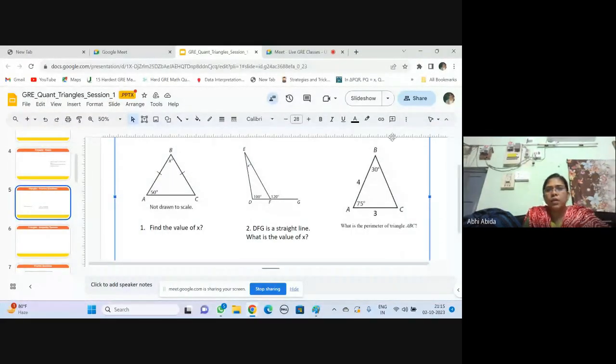Okay, 30, 75. So the sum of all angles in a triangle will be 180 degrees. So the missing angle will be 75. You can see that it's an isosceles triangle. As it is an isosceles triangle, the length of AB is 4, then BC also will be 4, right? So 4 plus 4 plus 3. That will be the answer for that.